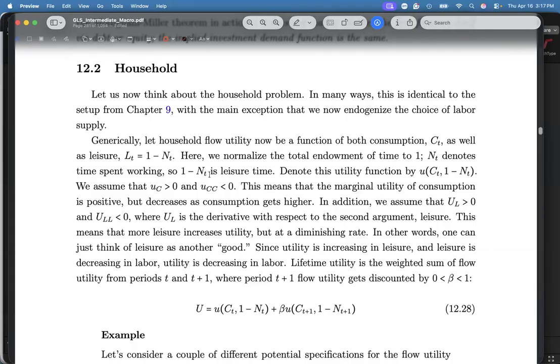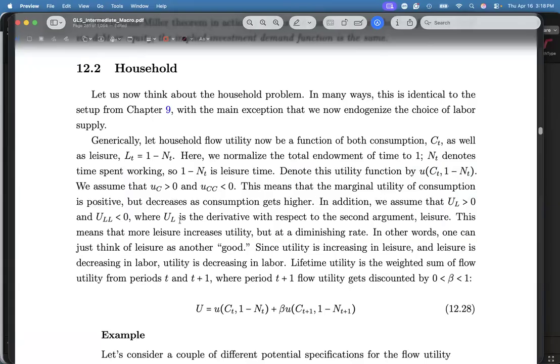Okay, next. Let's denote the utility function as a function of C_t and N_t, U(C_t, 1 minus N_t). Notice that these are shares. N is less than 1. This is not going to be negative. 1 minus N is going to be a positive share.